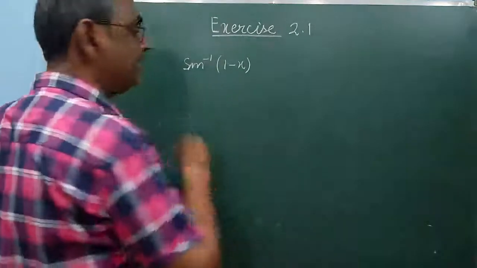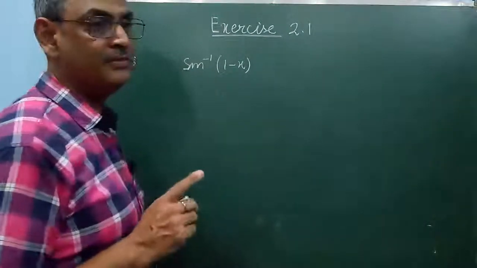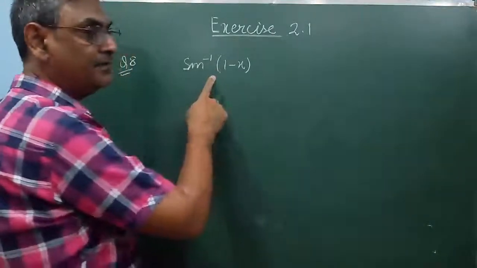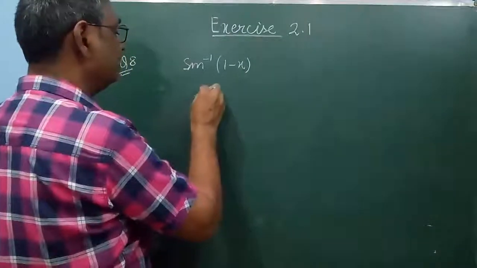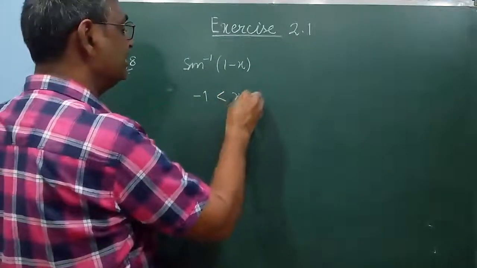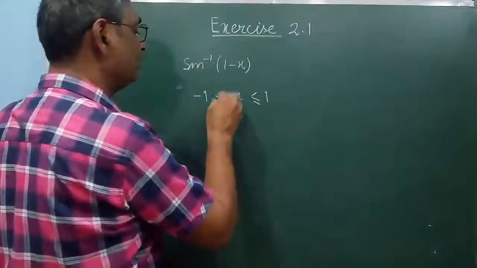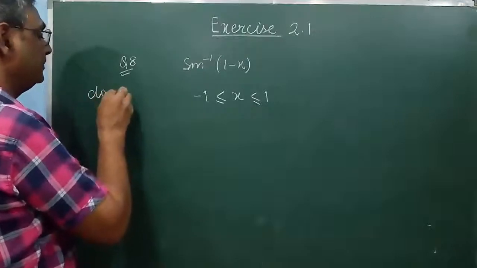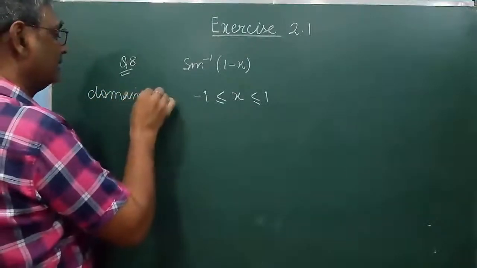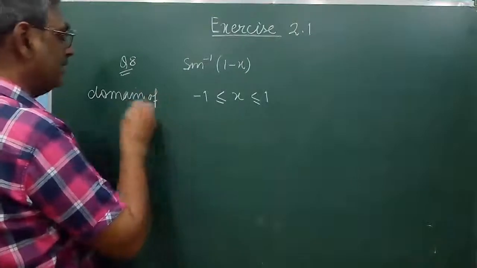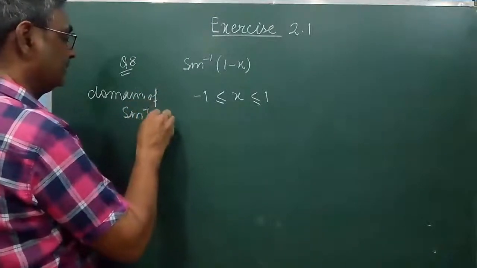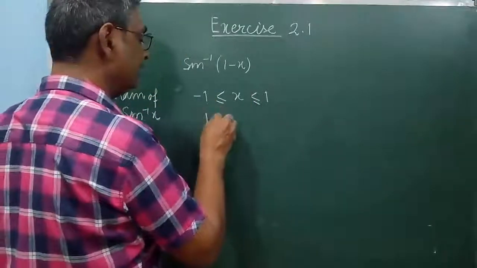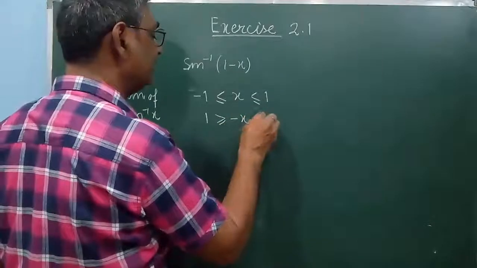The domain of sine inverse x lies from where to where? The domain lies from minus 1 to 1. So minus 1 is less than or equal to x, which is less than or equal to 1. Both are inclusive. This is the domain of sine inverse x. Here what is it? So 1 is greater than or equal to minus x, which is greater than or equal to minus 1.